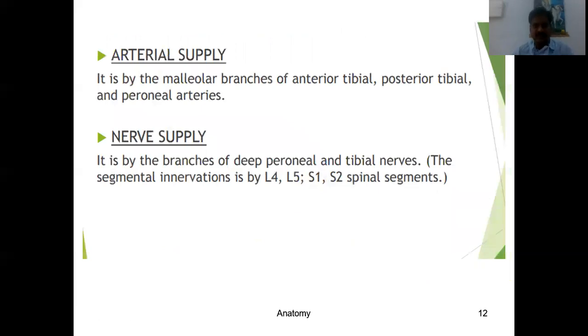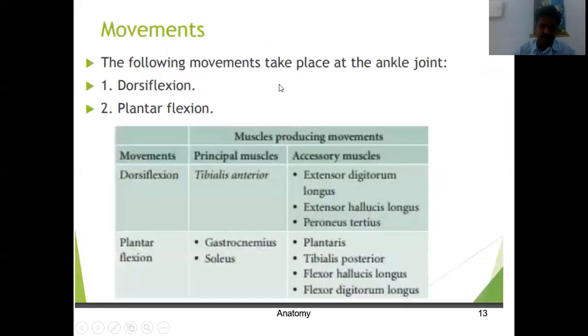Arterial supply: it is the malleolar branches of the anterior tibial artery and the posterior tibial and peroneal arteries that supply the ankle joint. The nerve supply is by articular twigs from the deep peroneal nerve and the tibial nerve. So that's about the relations, nerve supply and blood supply of the ankle joint.